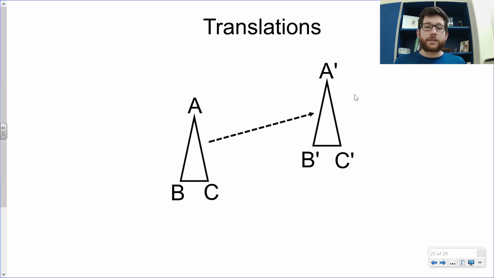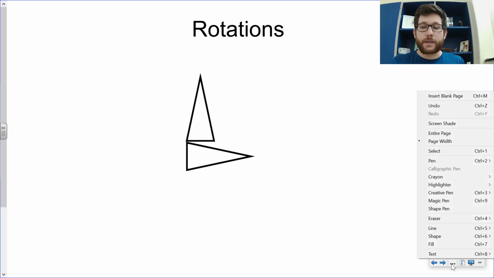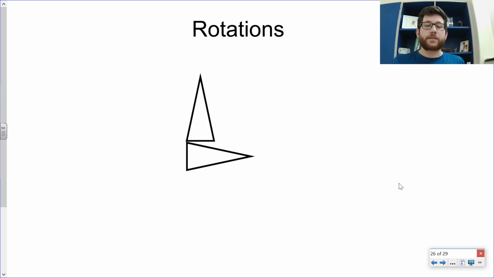So the first one is translation. It's really simple. It's probably the easiest out of all 4 of them. You take the shape, you slide it, boom, you're done. The second of the transformations is called rotation. Now, with rotation, what happens is our shape gets twisted.